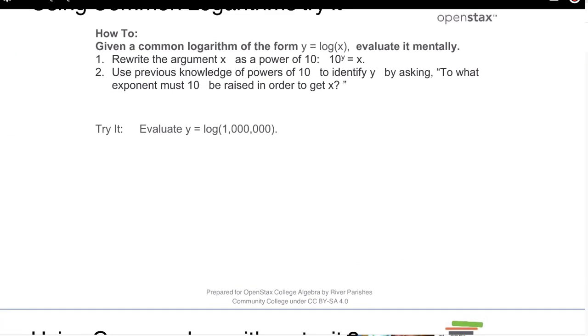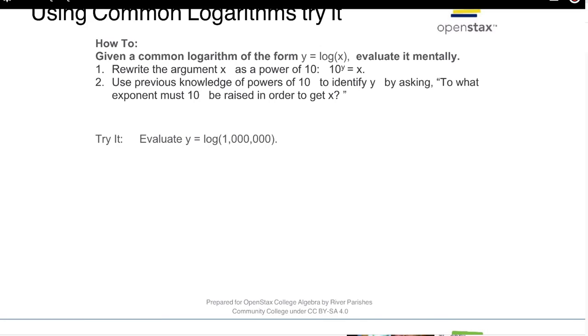So let's look at this problem here. They want us to, given the common logarithm of the form y equals log x, evaluate it mentally. So the first thing we're going to do is rewrite it. Anytime they ask you to solve a log mentally, it's helpful to rewrite it in exponential form and then see if you can figure out the answer. Okay, so we have y equals log base 10 of 1 million. I know that it is base 10 because there's no base written there. Okay, so that 10 is understood.